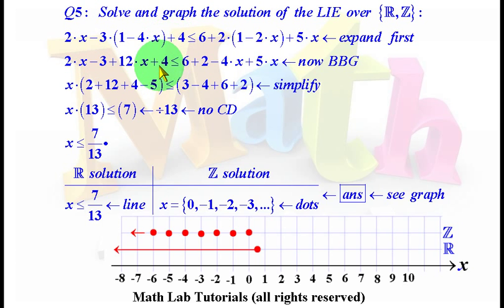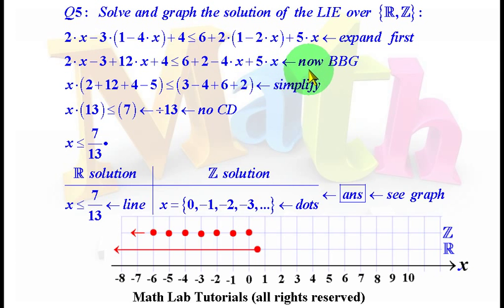4 is a drop down. Then we hit the inequality, just drop it down. 6 is a drop down. And now we have to expand. We get a 2 dot 1, which is 2. And 2 dot negative 2x, which is minus 4x. And 5x is just a drop down. And now we've removed all the brackets.